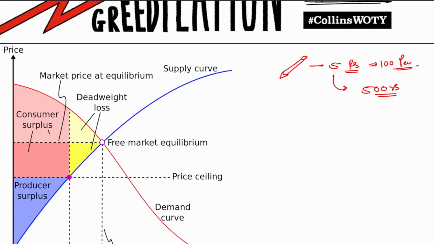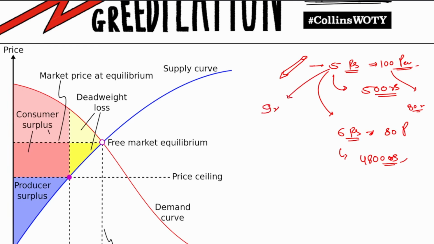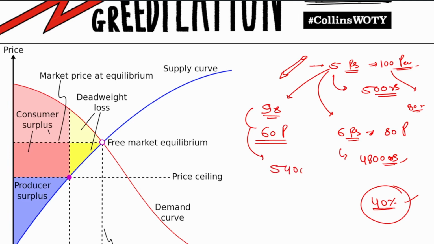Now let's say the price increases to 6 rupees. Now there are fewer people purchasing it, let's say 80 people, and the total is 4800 rupees. But then what happens if the price becomes 9 rupees, and there are only 60 people purchasing it? Even if the lower 40% of the people go out of the market, the overall benefit still increases.